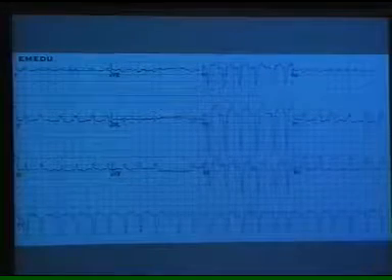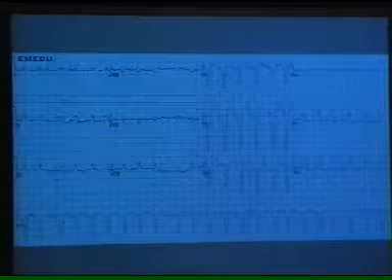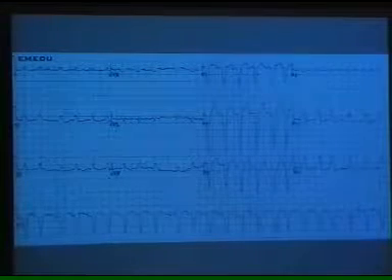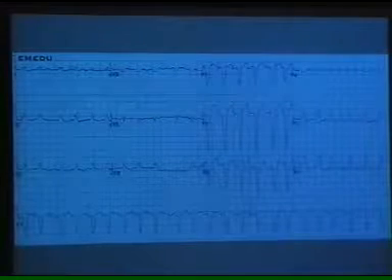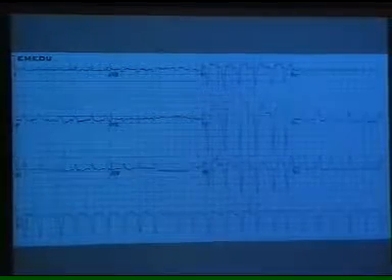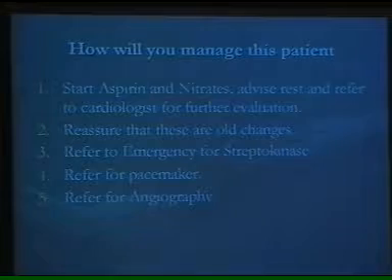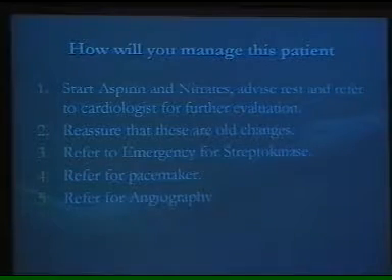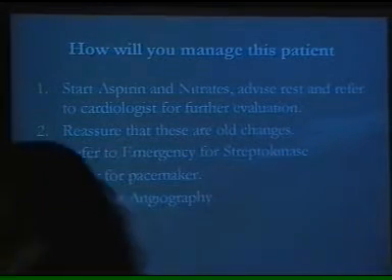So this is a scenario where there is LBBB. When LBBB is there, it's very difficult to interpret the ischemic changes, and they can ask you certain questions like this. What will be your management as a family physician, not as a cardiologist? So they are very tricky.